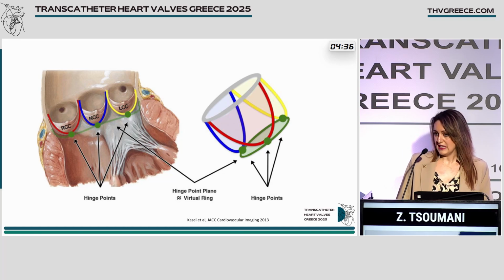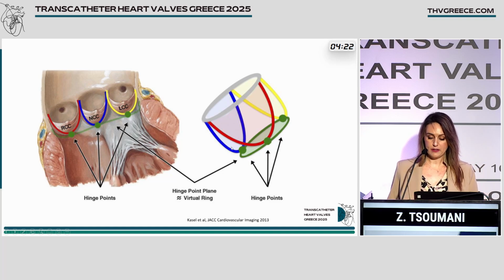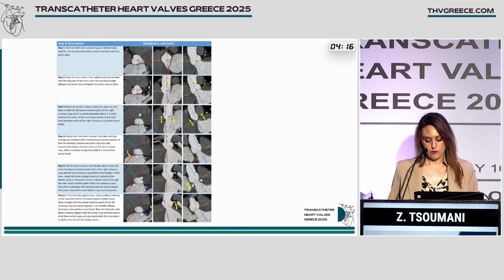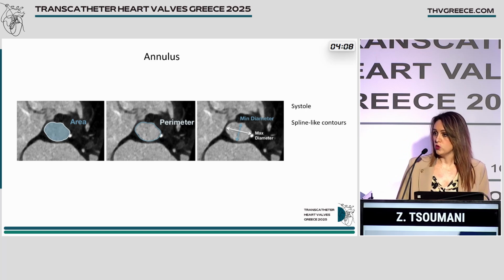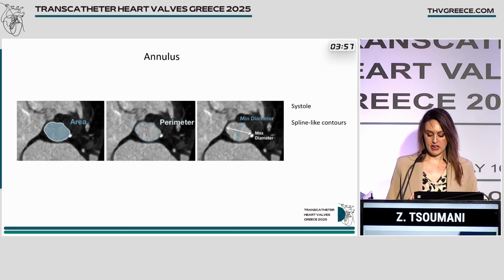And what we do in CT in terms of TAVI sizing is exactly measure this virtual Basal ring by identifying the hinge points of each cusp and unite them in a planar way. And we can do that manually, or the software can do that automatically for us. At the end, we have the true plane of the annulus, and then we can do our measurements, including not only the minimum and maximum diameter, but also measurements regarding the area and perimeter, and have the diameter derived by them.